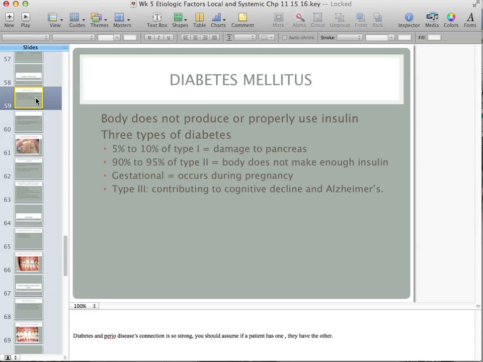And then you have type 2, which is the most common type. Most people in America are type 2. And this is when the body does not make enough insulin. So with type 2, it's not that your pancreas isn't making insulin, it's that you're eating so much sugar that your body can't make enough insulin to keep up with all the sugar in your blood. And then you have gestational diabetes, and this is just a pregnancy-related diabetes, it's temporary. And then you have type 3. Type 3 is diabetes that contributes to cognitive decline and Alzheimer's. And that's kind of a new one. We haven't really heard of that one.